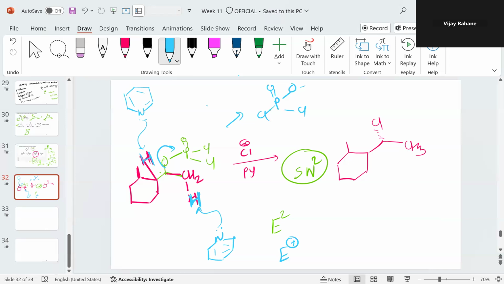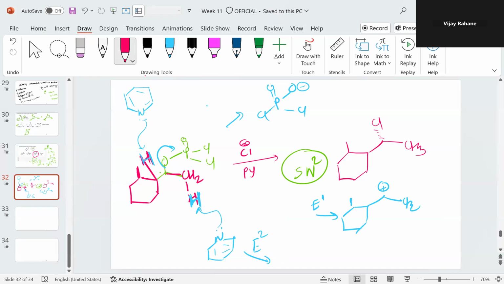So this will be the O negative, right? So this can eliminate it. It can form the CH2. This is the carbocation. This is the product by E1 elimination, right? And by E2 elimination, this is what we are mentioning.